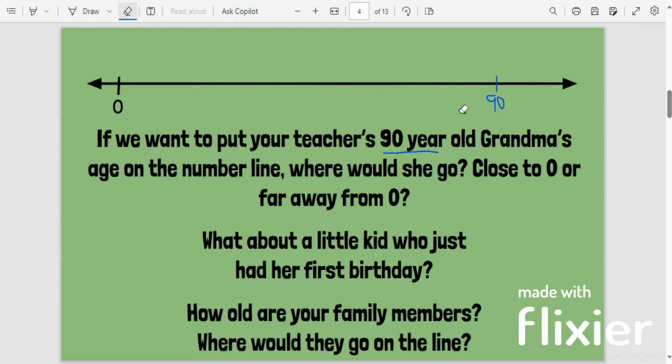What about a little kid's birthday? They just had their first birthday. If it's their first birthday, would the number be close to 0 or far away from 0? If the kid had her first birthday, that would be the number 1. And I know that the number 1 comes right after 0. So I wouldn't be placing the number 1 in the middle of my number line far away. I would want to place my number 1 right next to the number 0. So 1 would go right about here on our number line.